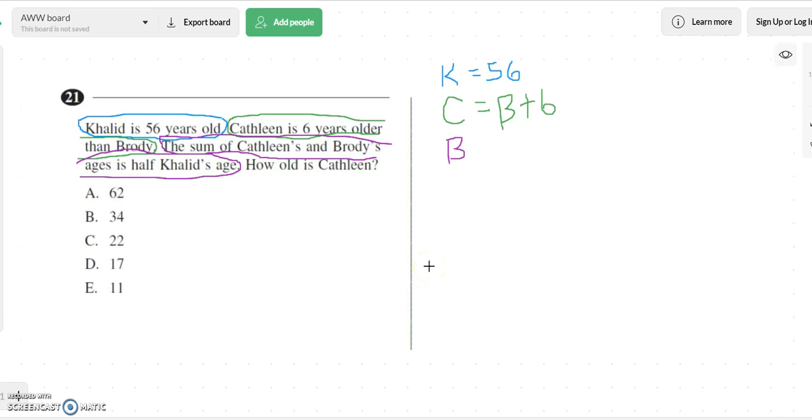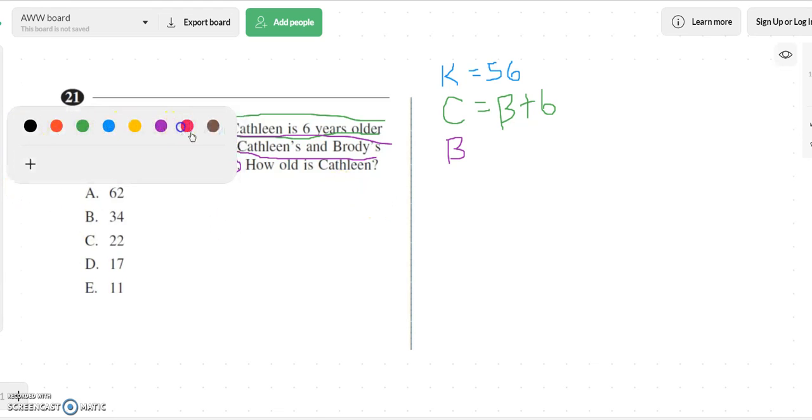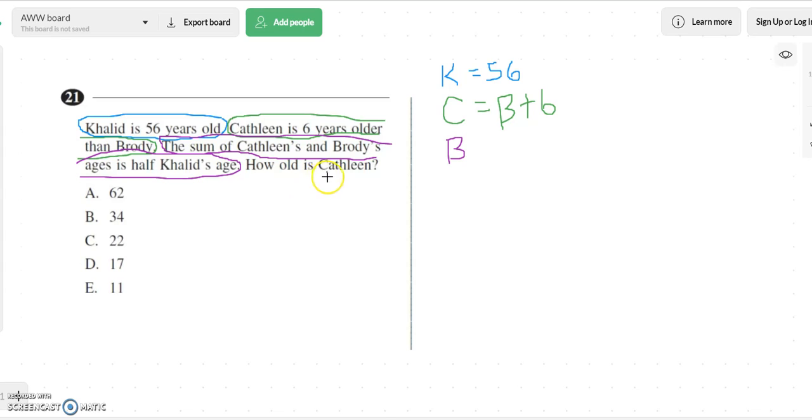Now, what we're trying to do is set this up so that we only have one variable. Right now we have 3 variables. We've got Khalid, Kathleen, and Brody. So what we're trying to figure out is Kathleen's age. That's going to be our answer. But to get there, we're going to have to do some work with this.